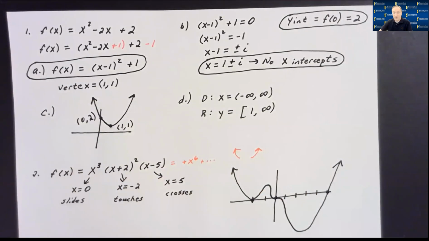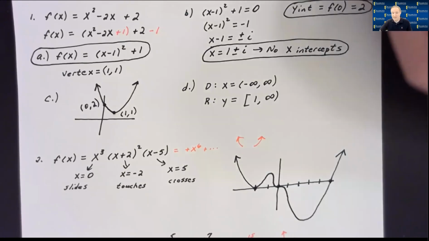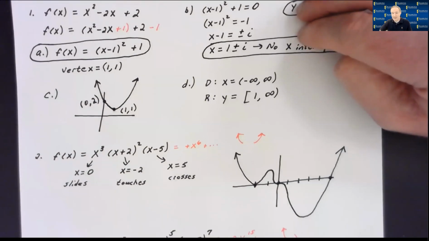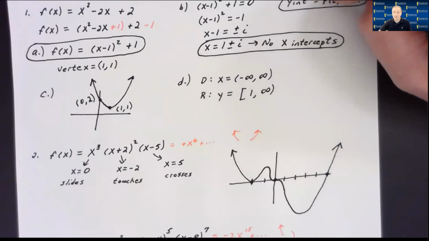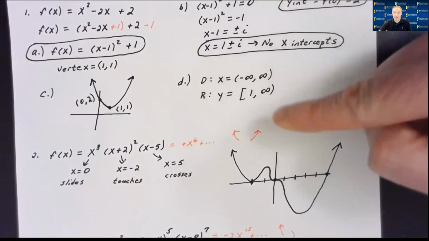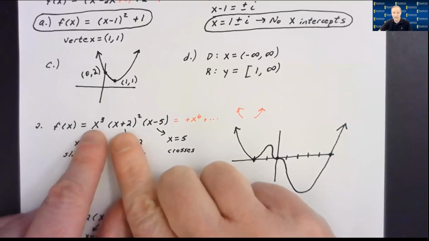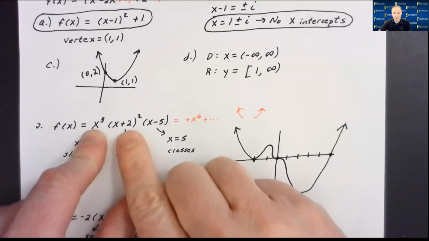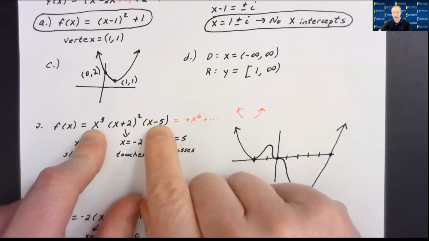Now, for the next two problems, I'm going to give you some functions f of x that are already in factored form, which makes it very easy to find the x-intercepts, and I'll ask you to sketch out a graph of them. What I'm most interested in on this graph is the behavior at each x-intercept and the end behavior of the graph. So now for number 2, I'm giving f of x is equal to x cubed times x plus 2 squared times x minus 5.